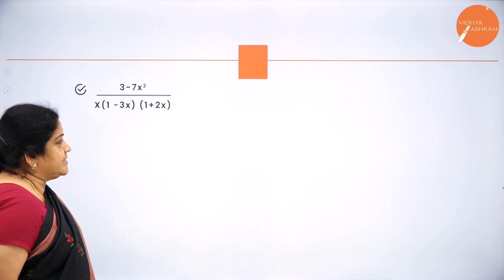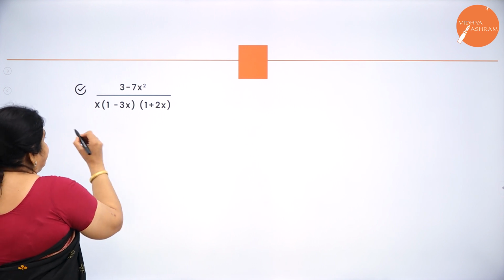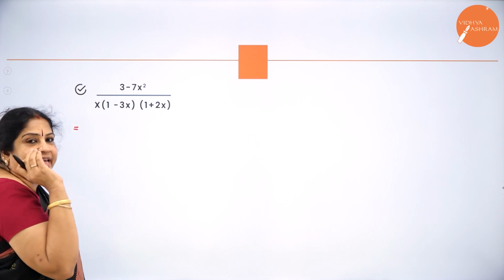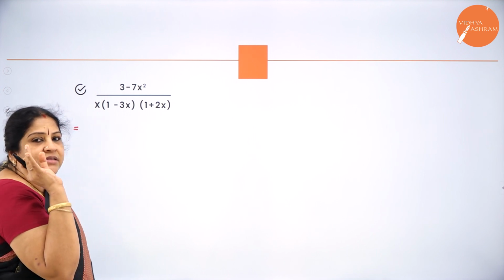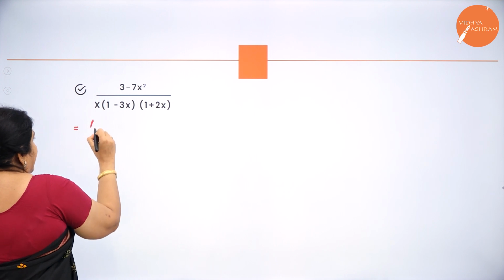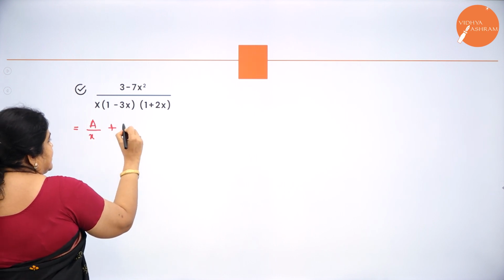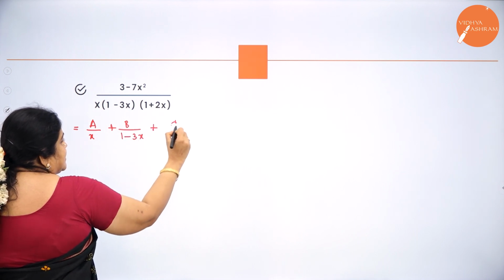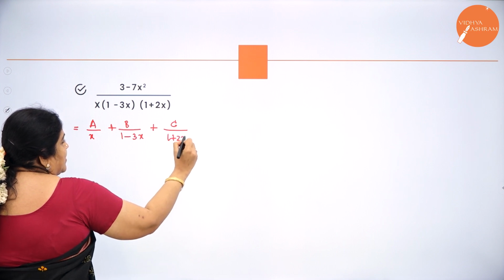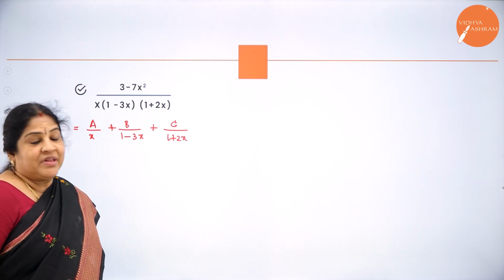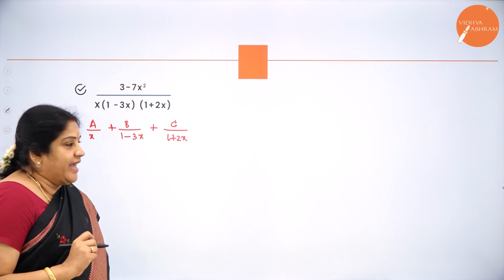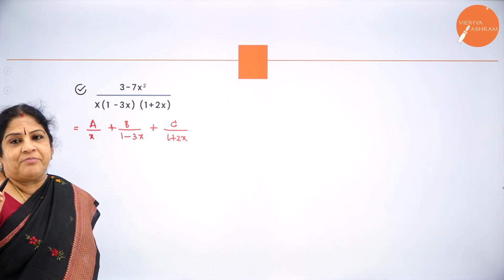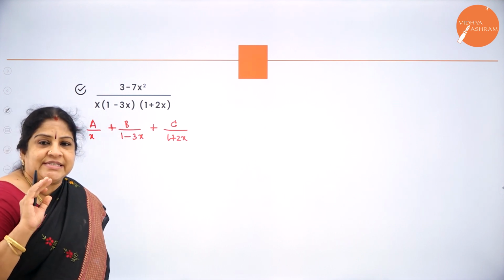Now how do we take this? Just try directly solving it, children. There are 3 terms. So we will be taking it as A, B and C. So the first one will be A by x plus B by 1 minus 3x plus C by 1 plus 2x. I hope this is clear. The procedure is the same.